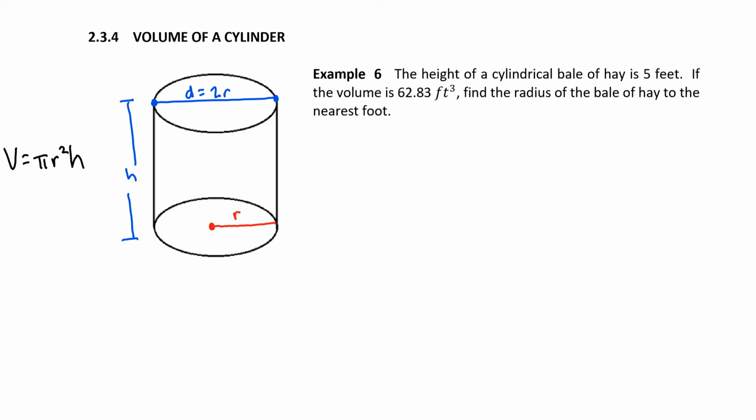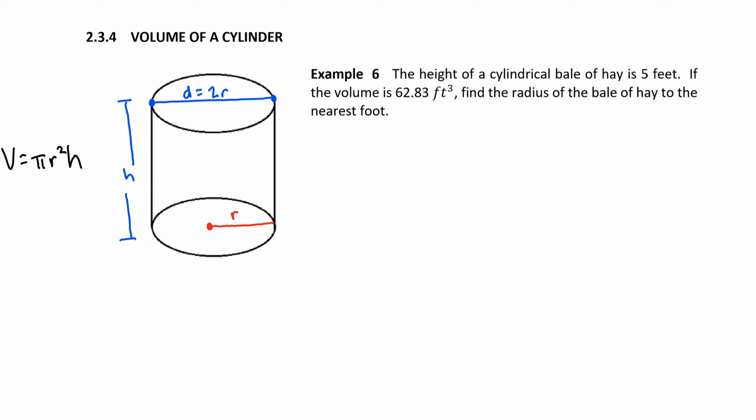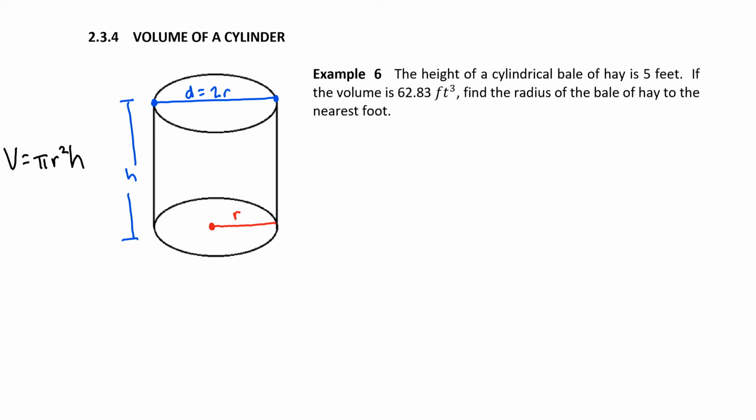Example 6: the height of a cylindrical bale of hay is 5 feet. If the volume is 62.83 cubic feet, find the radius of the bale of hay to the nearest foot. So let's recognize the important information in the problem. First of all, we are dealing with a right circular cylinder. That's the shape that we have drawn over there to the left. The height is 5 feet. We also know that the volume of this bale of hay is 62.83 cubic feet. And what is it that we're looking for? We are looking for the radius, and we need to round to the nearest foot.